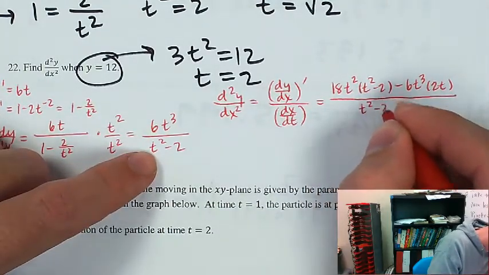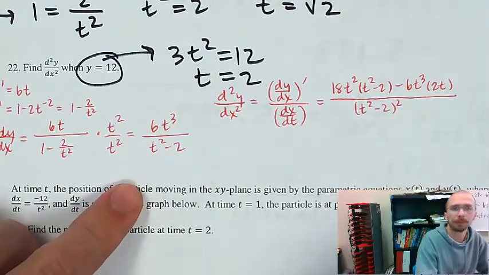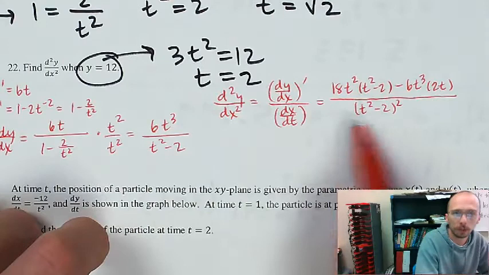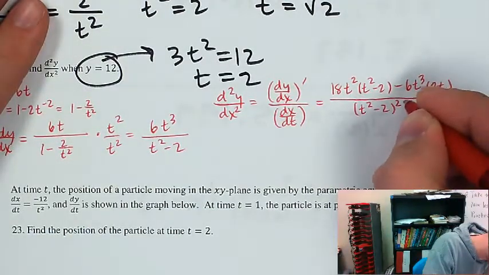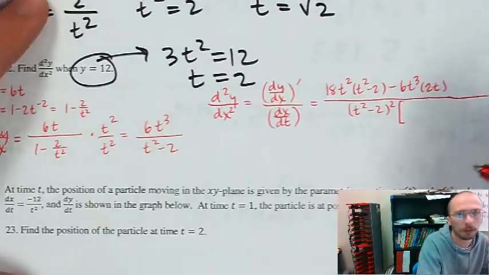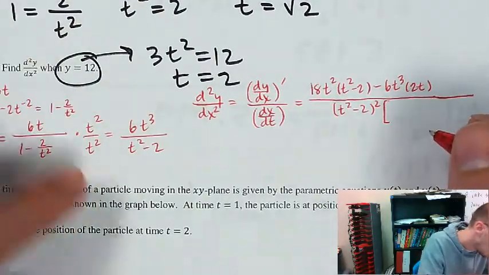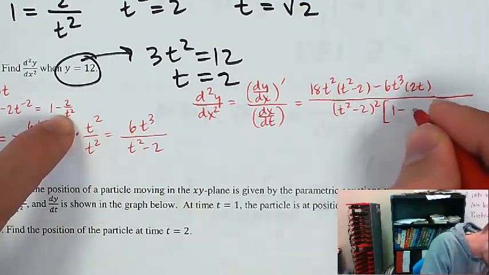T squared minus 2. And divided by dx dt. Okay, we know that we could put it over this, but it'd be like multiplying by 1 over it, so I'm just going to actually put that in the denominator. And if you're not okay with that algebra step, just come talk to me, and I'll show you why it was legitimate. dx dt is 1 minus 2 over t squared.